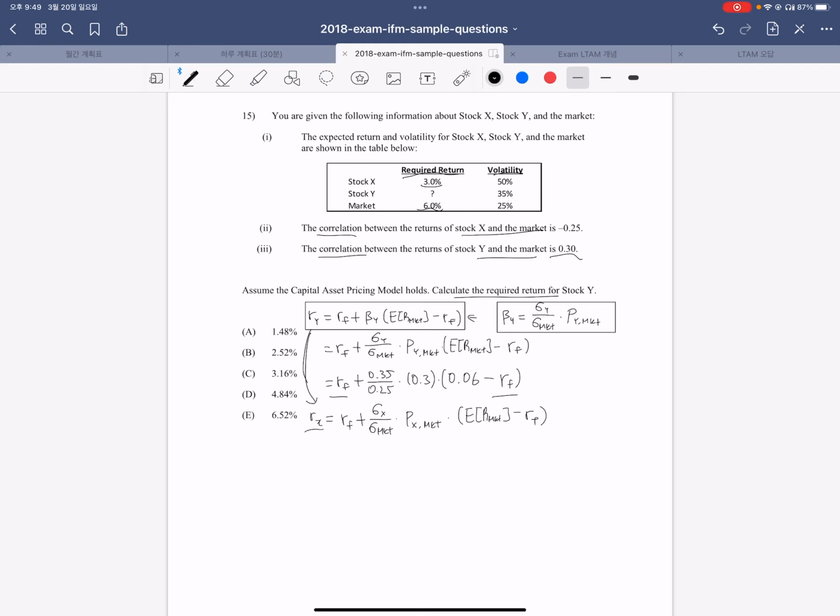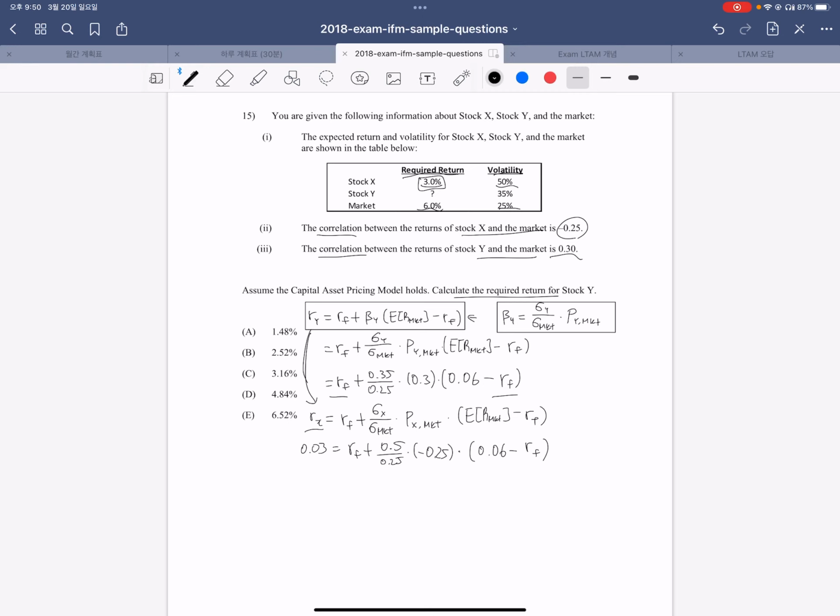So the left side is 0.03 because we're given that value. Still don't know the risk-free interest rate, so I'll just leave it as RF. And we're given the volatility of X and the market are 0.5 and 0.25 respectively. And we're also given the correlation, which is negative 0.25. And we multiply that by 0.06 minus RF.